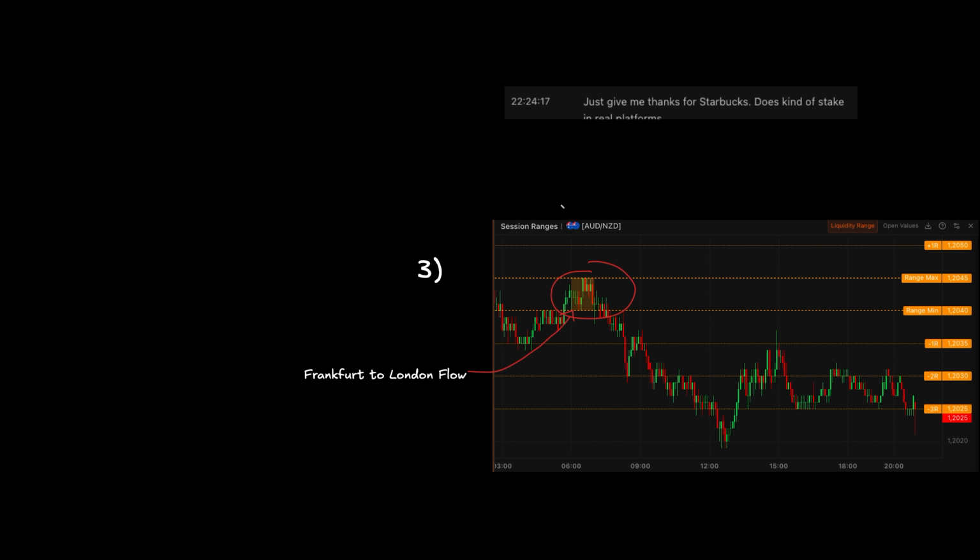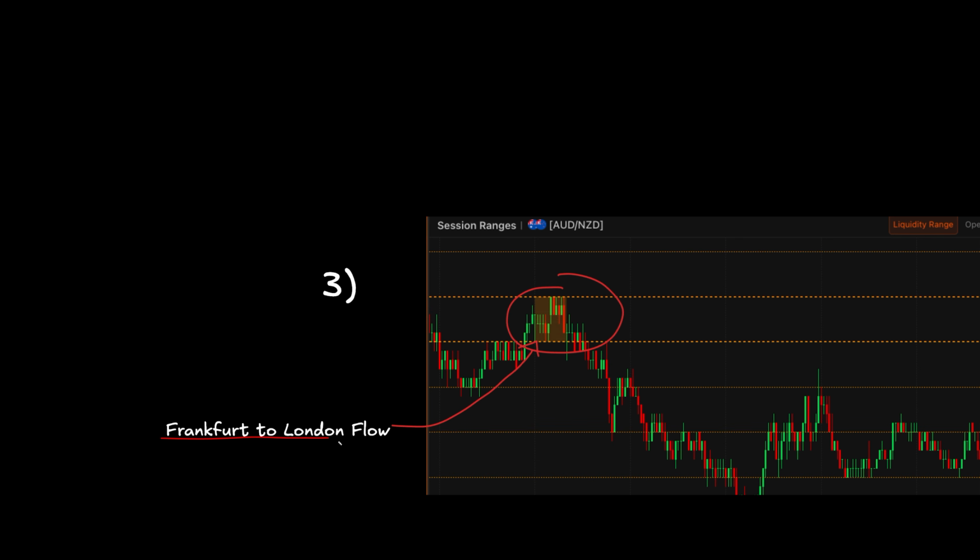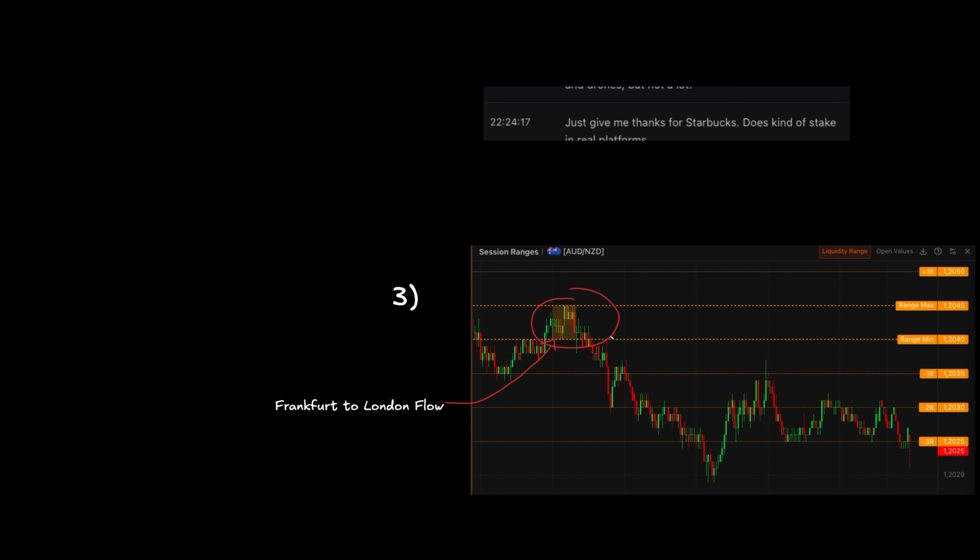Okay, so you have AUD/USD here, and this orange box is what we call the Frankfurt to London flow range. Basically this is a range between Frankfurt and London, and this is where the institutional flow enters the market, because they need to enter the market, right? So that's why this range makes sense.